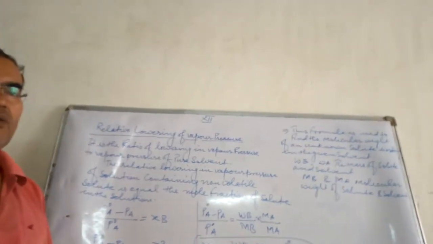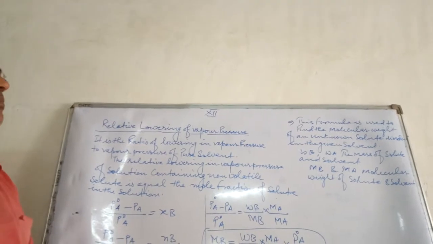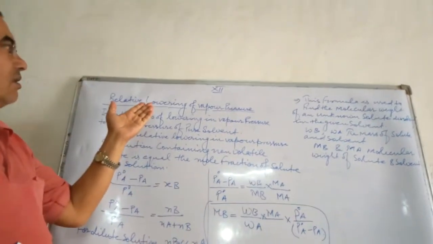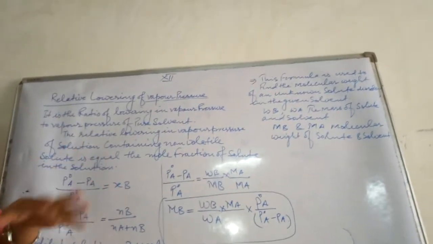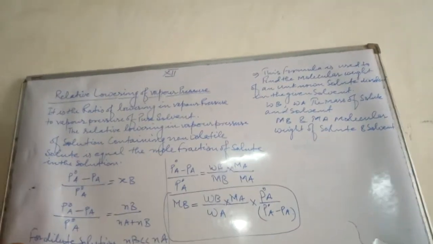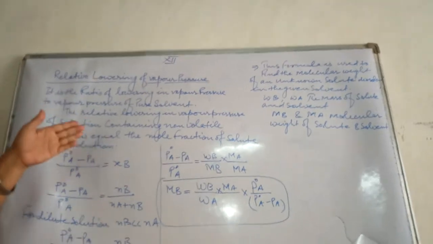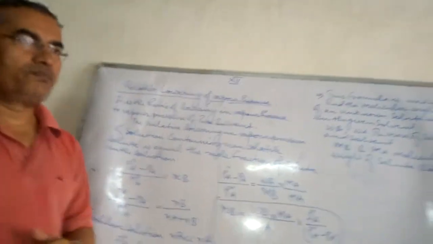Yesterday I discussed colligative properties. There are four colligative properties. The first one is relative lowering of vapor pressure. Then the second, elevation in boiling point. The third, depression in freezing point. And the fourth, osmotic pressure. So, children, today I will discuss at first relative lowering of vapor pressure.